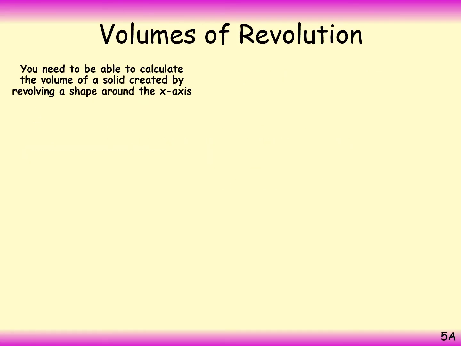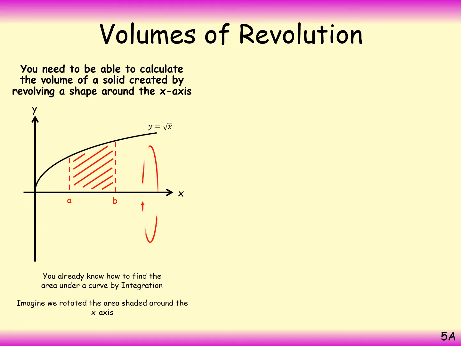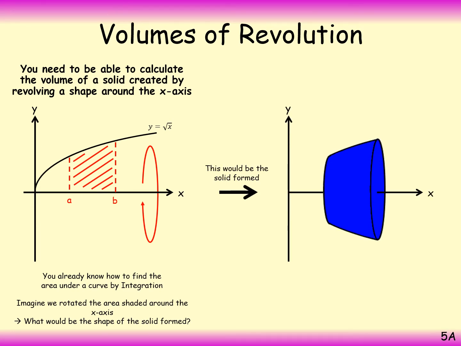We move on. So we need to be able to calculate the volume of a solid created by revolving a shape around the x-axis. So you know how to find area under the curve. Let's say we take a point between A and B, and we want to find this area. So that's just easy, the integration. Now if I say to you, what would happen if I rotate this graph around the x-axis? Then it's going to form a solid. So it's no longer a 2D shape, but we have a 3D shape.